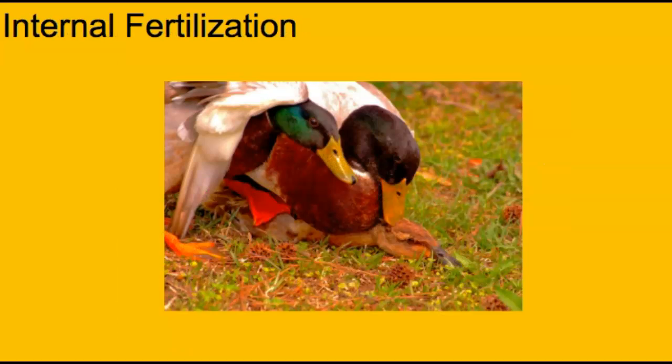Now, we also have internal fertilization as well. This takes place inside the female's body. Almost all land animals, such as mammals, are fertilized in this way. The male puts his sperm directly into the female's body, usually through a specialized organ called the penis.